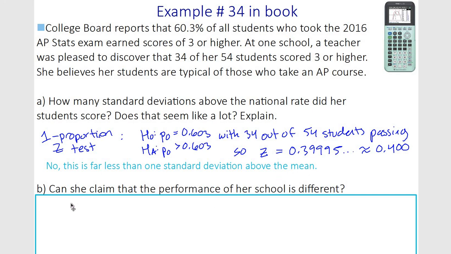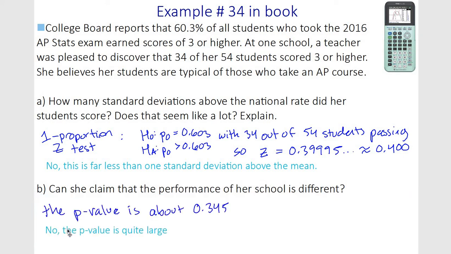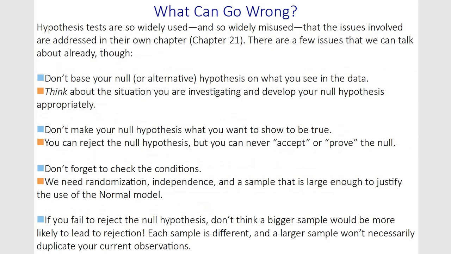Now, can she claim that her school is different? Since the p-value is so high, no. It's pretty likely to get something like that in a sample of her size, so that's not a big deal. It's great. Be happy. But it's not significantly different from the normal population. Here are all the things that can go wrong, so be careful.